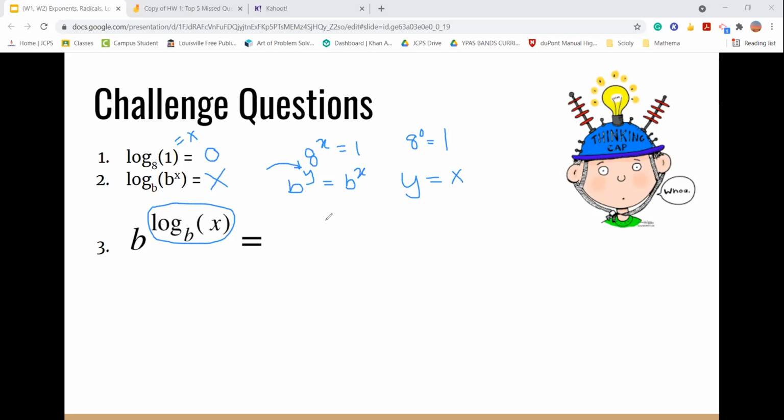It's sort of confusing at first, but it's sort of like self-referential. It's talking about itself kind of. But yeah, the answer would just be x. And finally, Advika, I think you said you wanted to explain number 3.